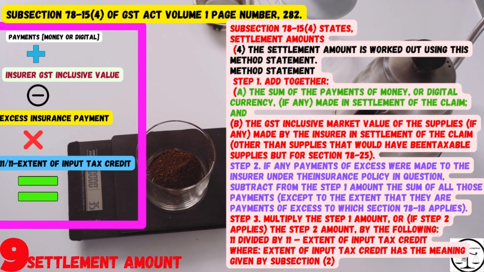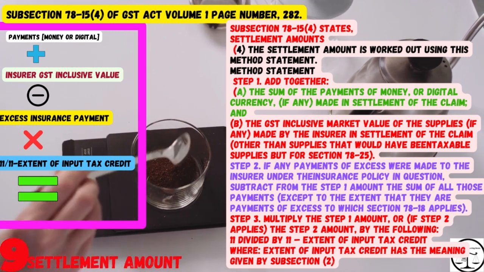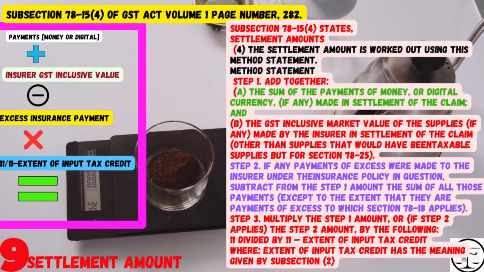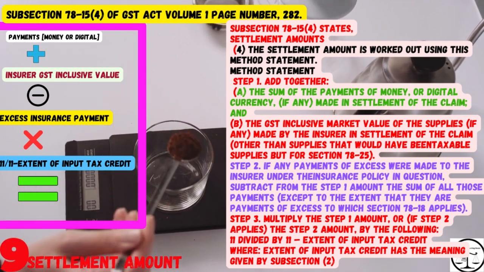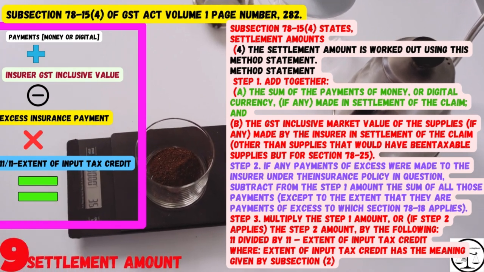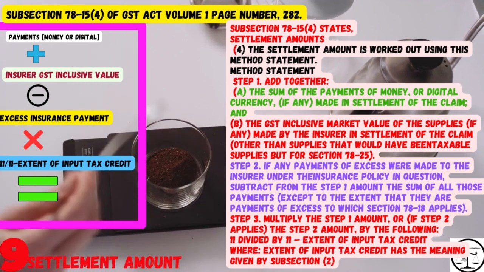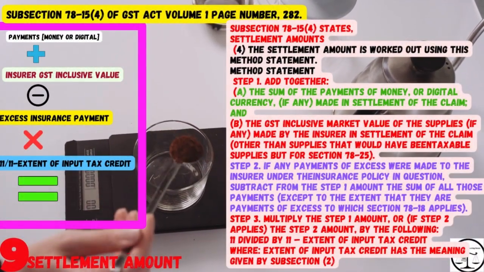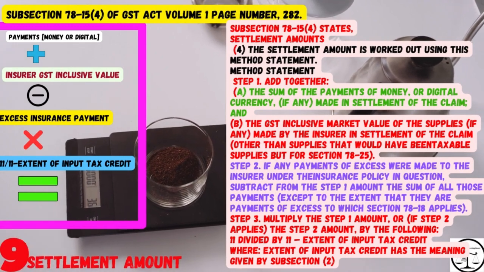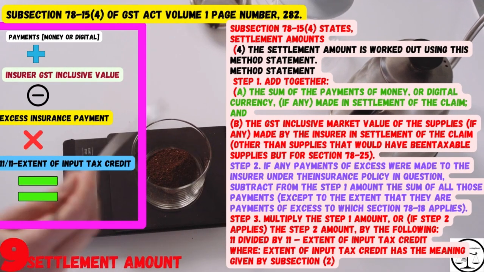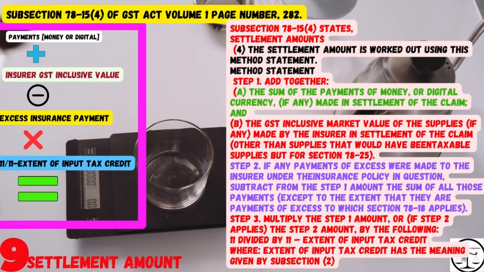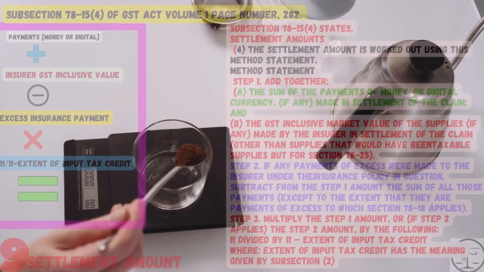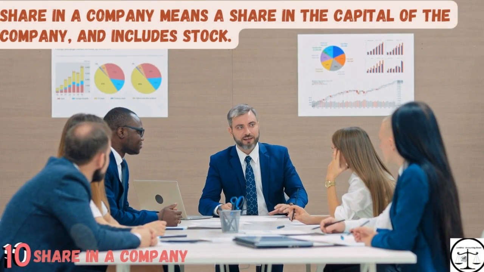If any payments of excess were made to the insurer under the insurance policy in question, subtract from the Step 1 amount the sum of all those payments, except to the extent that they are payments of excess to which Section 78 to 18 applies. Step 3. Multiply the Step 1 amount, or if Step 2 applies, the Step 2 amount, by the following. 11 divided by 11, extent of input tax credit, where extent of input tax credit has the meaning given by subsection 2. Word number 10.